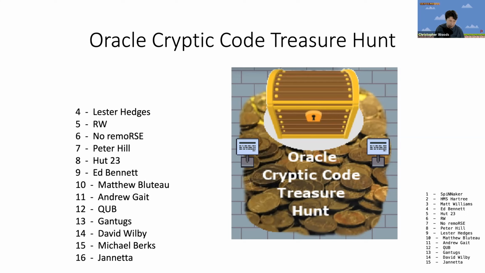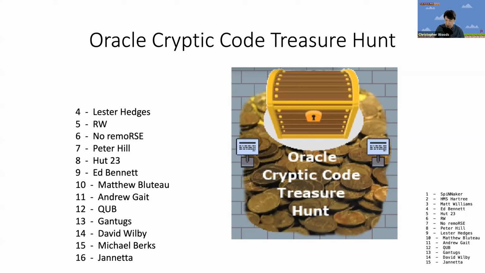But number 9, I'm afraid, falling from number 4, is Ed Bennett. Number 8, again a fall from number 5, is Hut23. Number 7, Peter Hill. Peter Hill has jumped up from number 8, so this is a small rise. And number 6, No Remorse, again jumping up 1 place from number 7. Then again, rising 1 place from number 6 to number 5 is RW, but our biggest climber of the week has been number 4, Lester Hedges, who's risen up from place number 9.